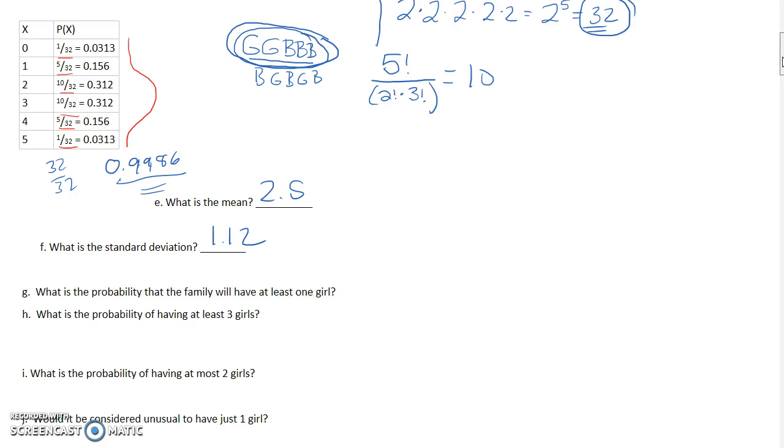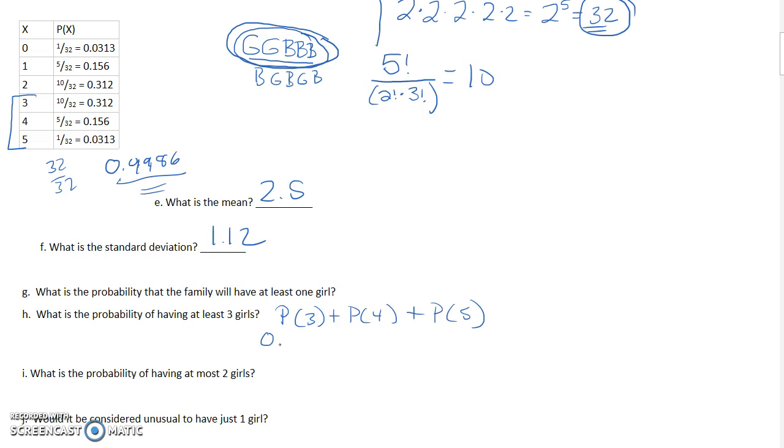So let's take a look down here at these other questions. One of these says, what is the probability of having at least 3 girls? All right, so what does it mean to have at least 3 girls? What does the term at least mean? Well, at least means that number or more, right? So at least 3 girls, that's 3 or 4 or 5. So we're going to find the probability of 3 plus the probability of 4 plus the probability of 5, and then we're going to add those up together.